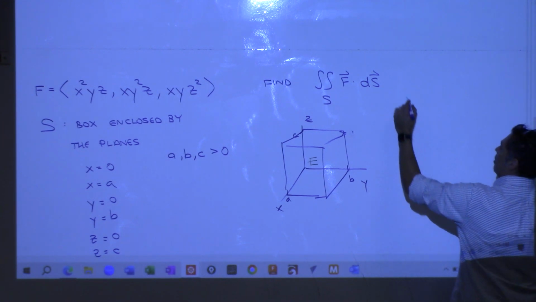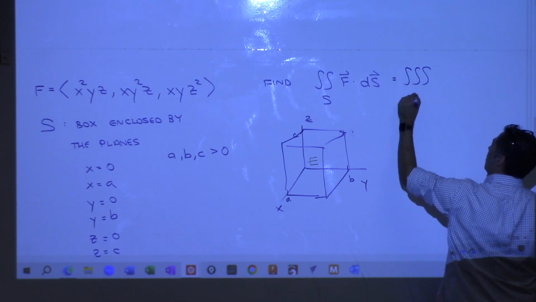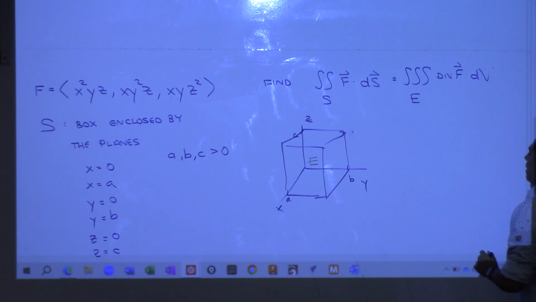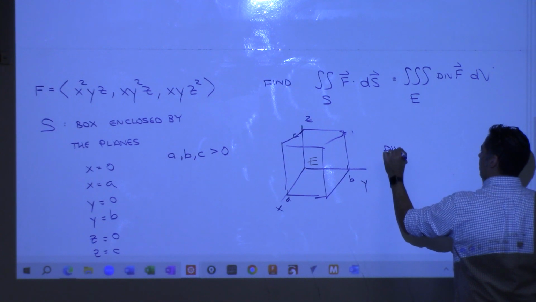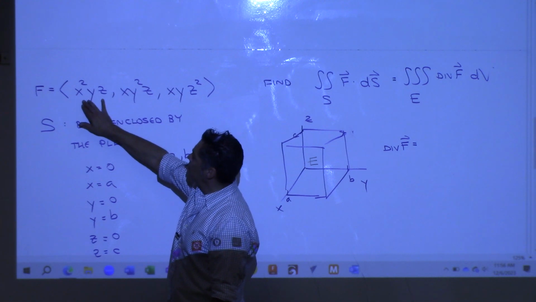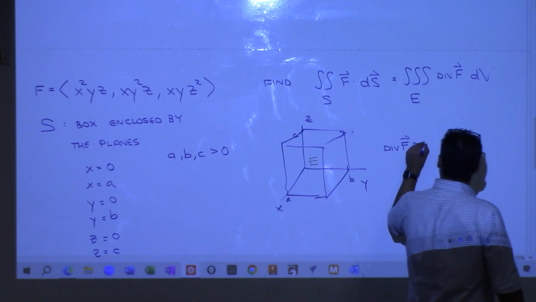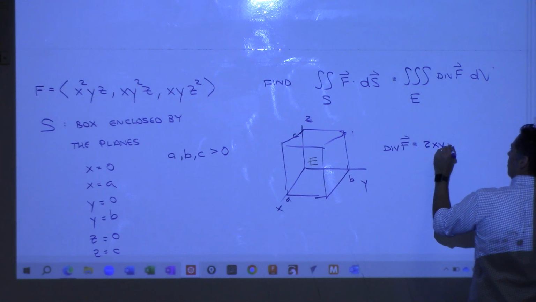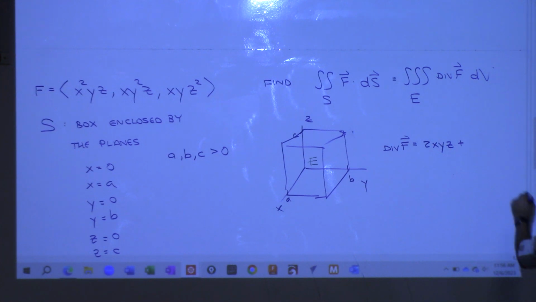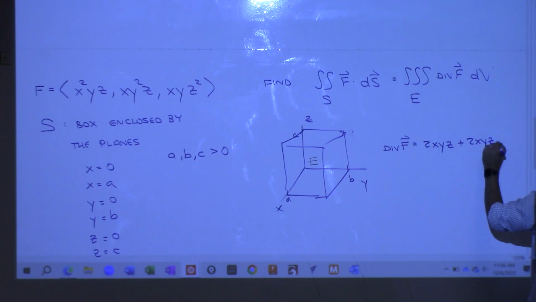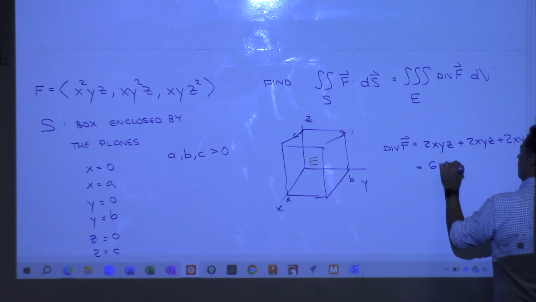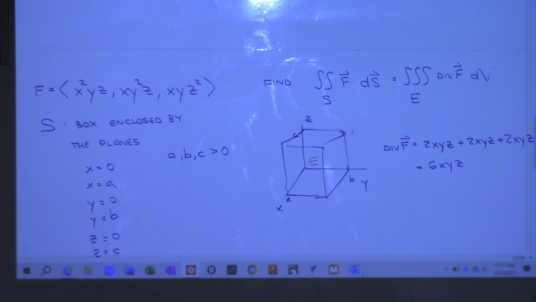So I'm going to go ahead and use my divergence theorem. It's the triple integral over E of div F dV. And I need my div F. Partial of this with respect to X: 2xyz, sorry. Plus partial of the other one with respect to y: 2xyz again. And the last one, 2xyz again. Those all add up to be 6xyz. Not terrible.